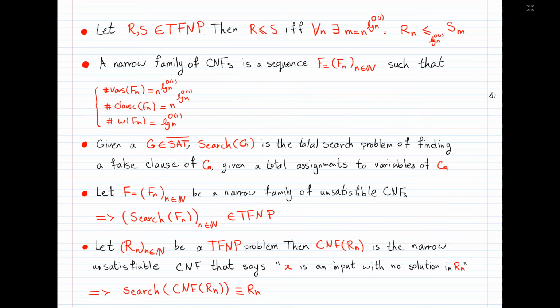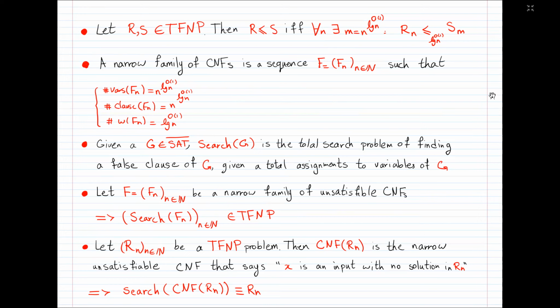And given an unsatisfiable CNF G, there is a natural total search problem, which is called Search(G), and this total search problem is the following. Given a total assignment to the variables of G, we have to find a falsified clause in G. And as we assume that G is unsatisfiable, this is a total search problem. So if we take a narrow family of unsatisfiable CNFs, it is easy to see that Search(F_n) is actually a TFNP problem. So from CNFs we get a TFNP problem.